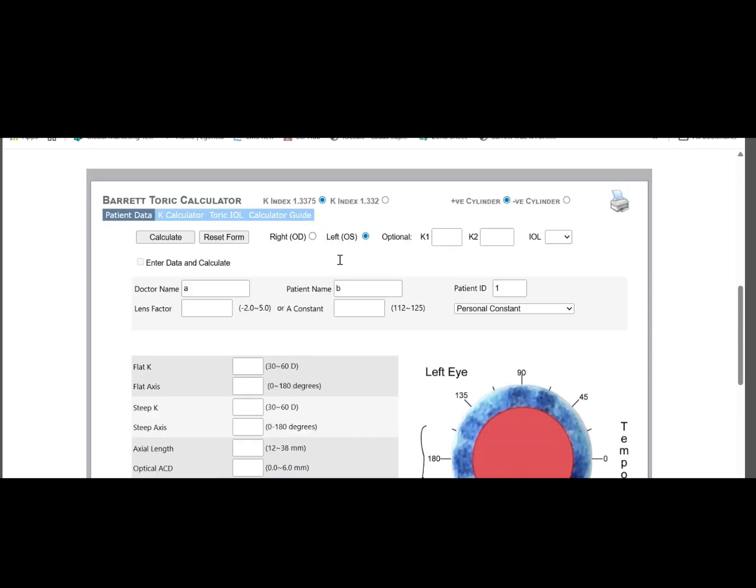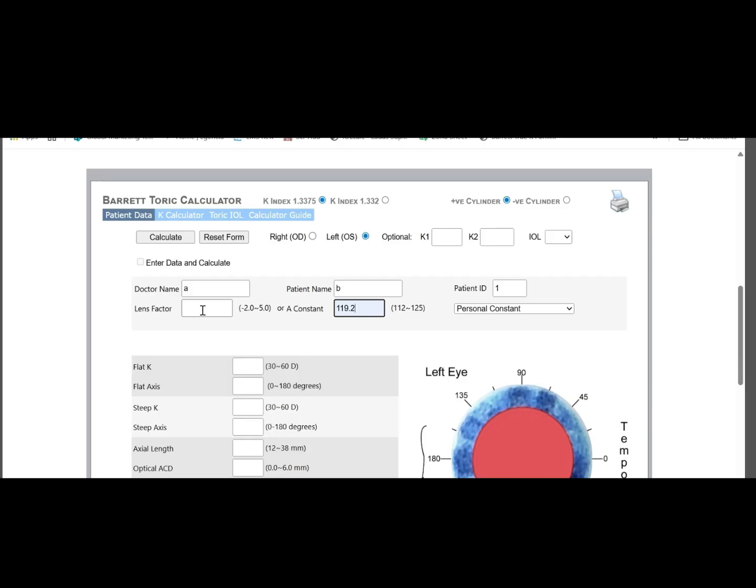The next thing that comes over here is the lens factor, or the A constant. If you know the lens factor, you can always put the lens factor directly over here. And if you know the A constant, then you can put the A constant over here. Say, for example, this IOL that you're implanting has an A constant of 119.2, the Barrett will automatically calculate the lens factor.